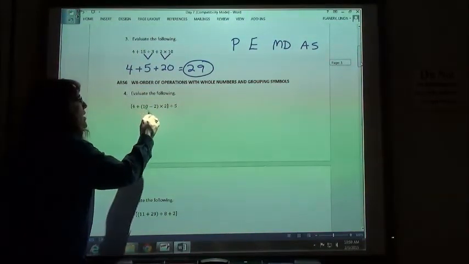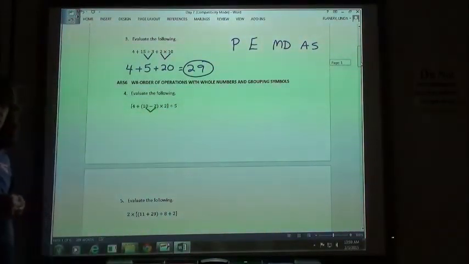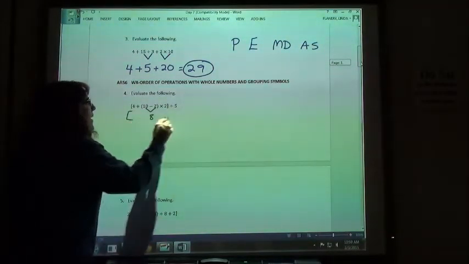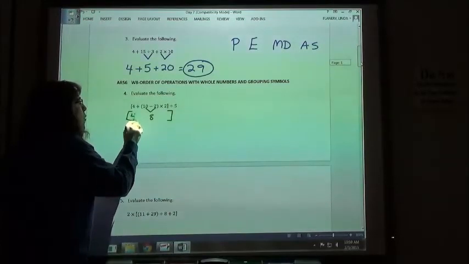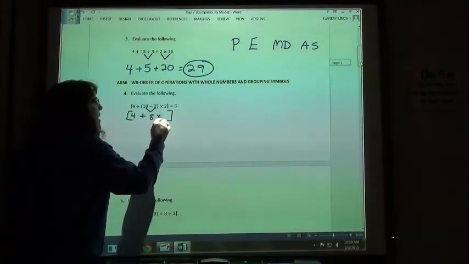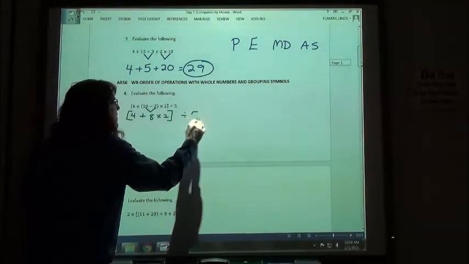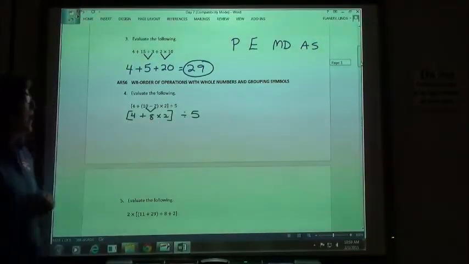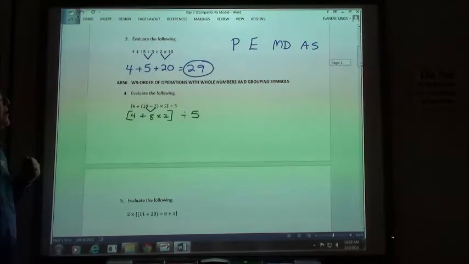So I'm going to start here and do the 10 minus 2 first. 10 minus 2 is 8. So in my brackets, I have 4 plus 8 times 2, and then of course the divided by 5 is on the outside. I then simplify inside the brackets so that it's down to one number, but I have to follow my order of operations.